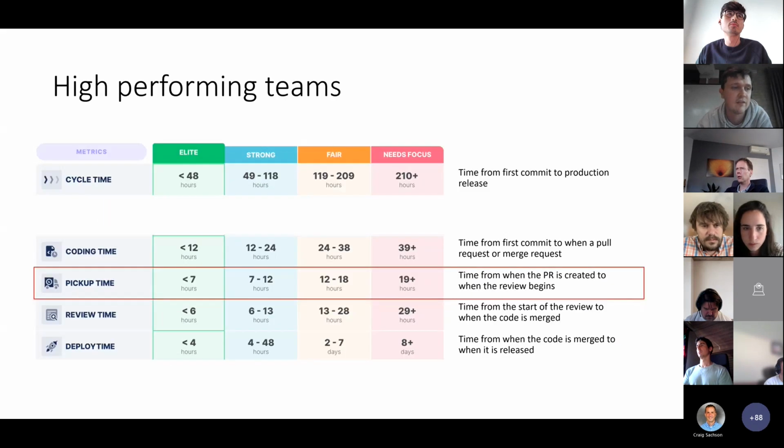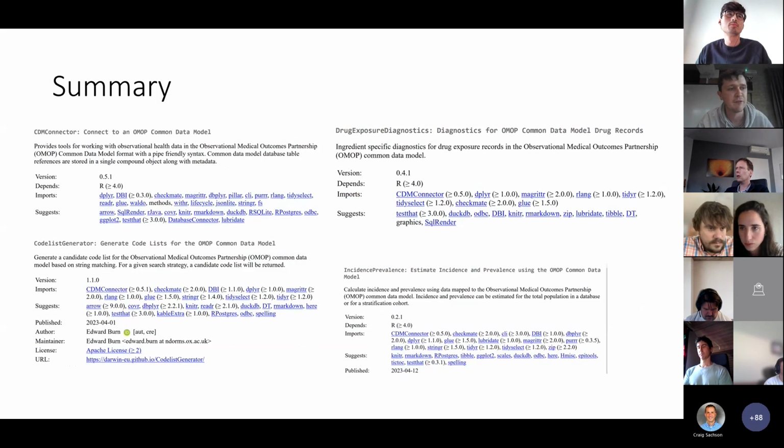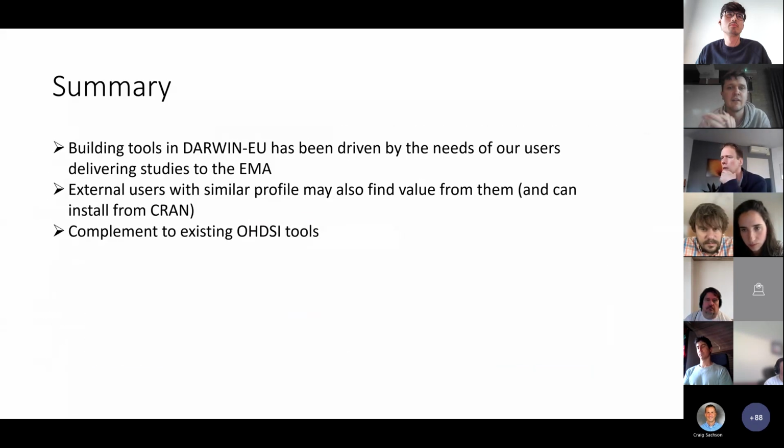So, and then just in quick summary before handing over to Berta, we've got various R packages on CRAN already that I've just put a few links to some of them here. And really, I think just to underline, the tools we've been developing have been driven by the needs of our users who are delivering studies to the EMA.